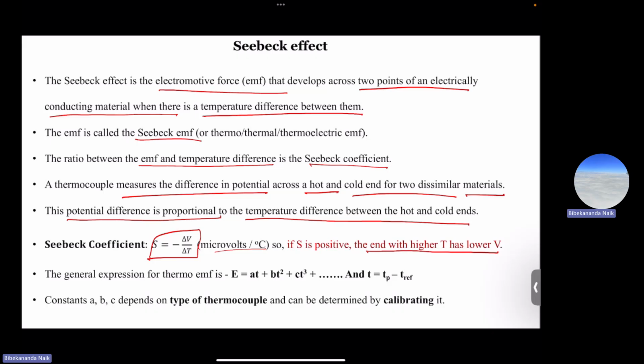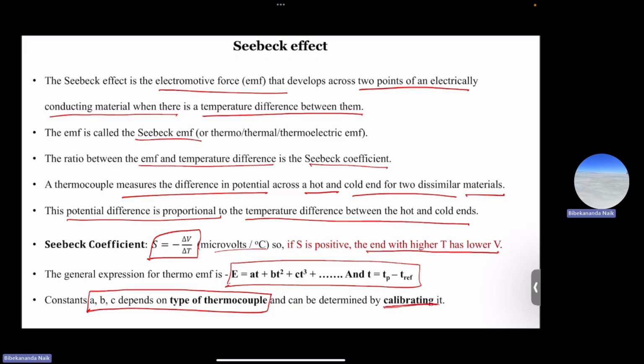So in general, the thermo EMF is given by this expression, where T is T_P minus T reference. These are the constants A, B, and C that depend upon the type of thermocouple. There are different types of thermocouple. For example, in our course content, it was demonstrated for the K-type thermocouple, and the values of A, B, C, D can be determined by calibrating it.